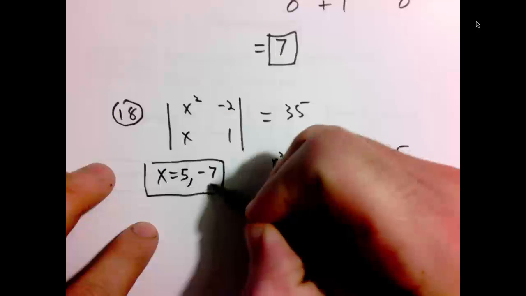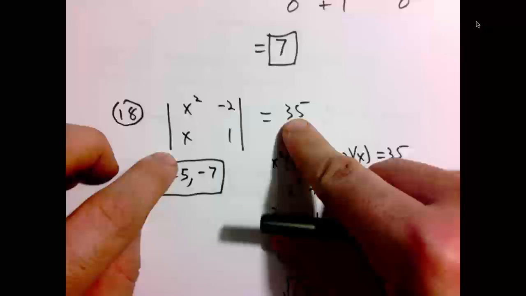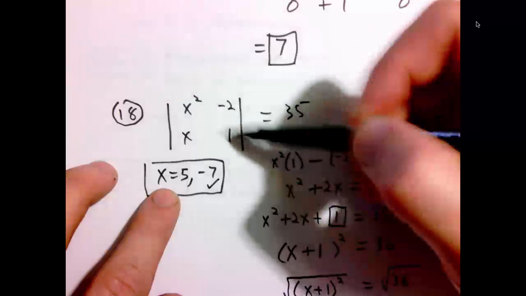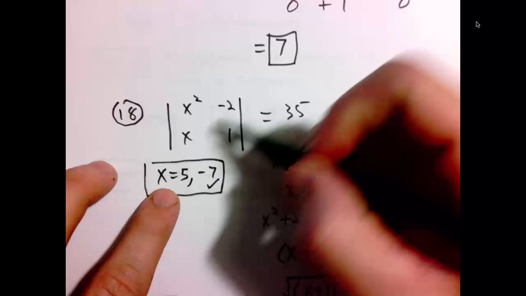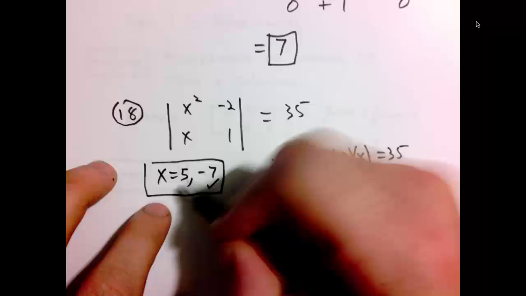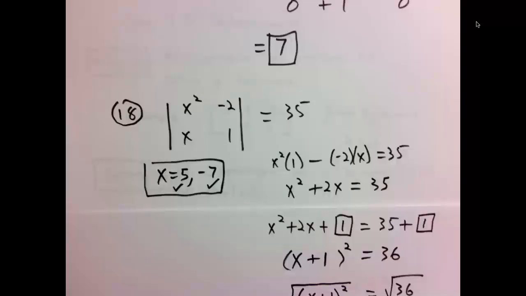Negative 7 works. Now I'm looking at 5. 5 squared is 25. 25 times 1 is 25. 5 times negative 2 is a negative 10. But 25 minus a negative 10 is 35. Both of these are good. Okay. With this information, you should be able to solve all the rest of the problems on this assignment.